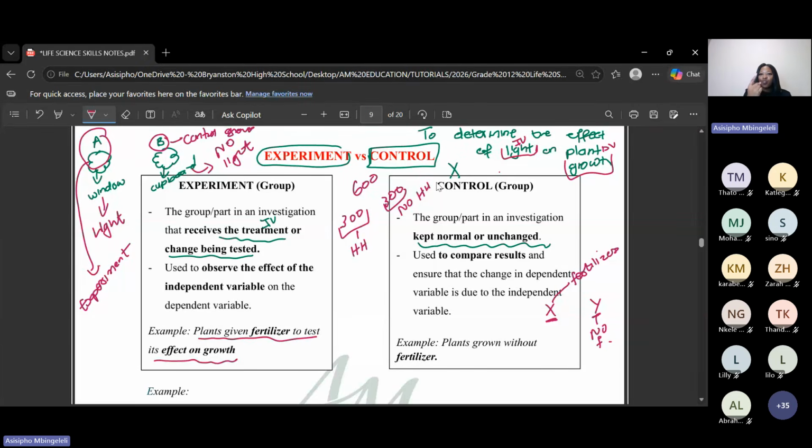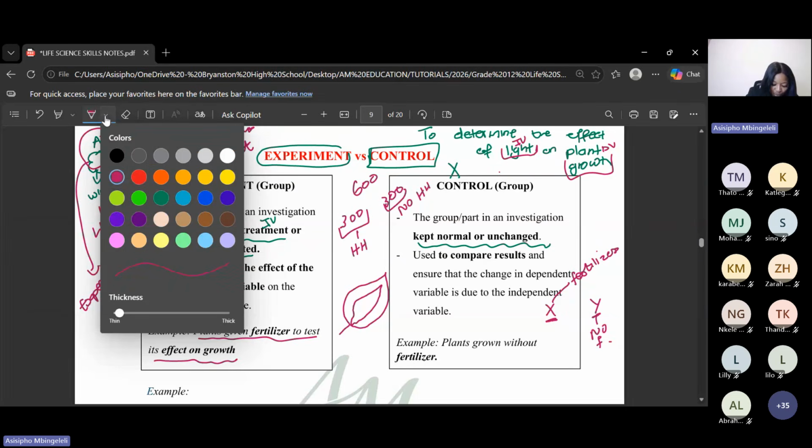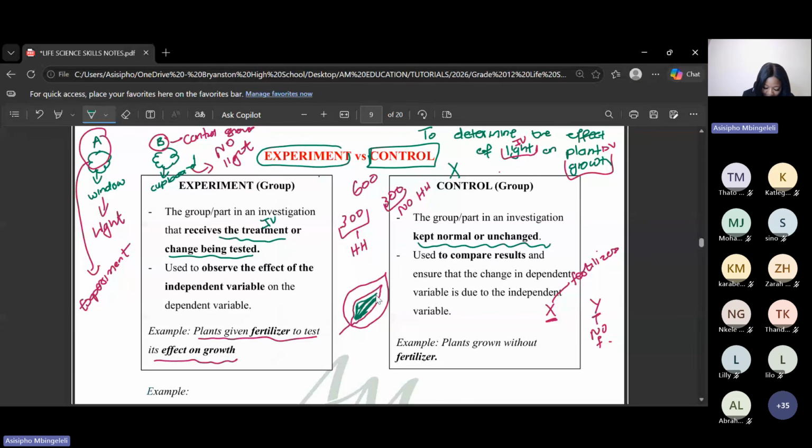Sometimes it can be on one thing. It doesn't have to be two groups. In grade 11, there's an investigation whereby the investigation is about if chlorophyll is needed. For me and you, we know that chlorophyll is a green pigment which absorbs energy from the sun, right?